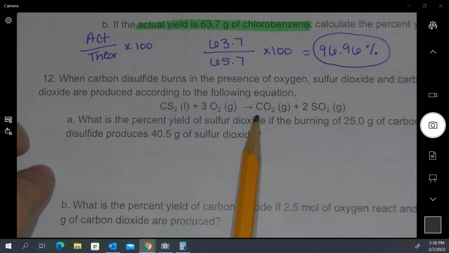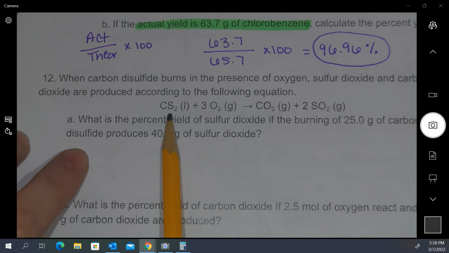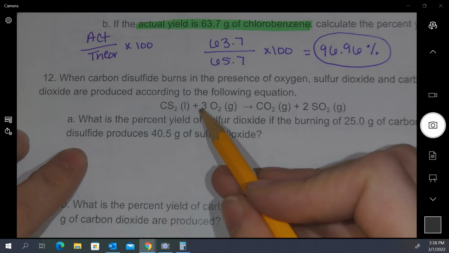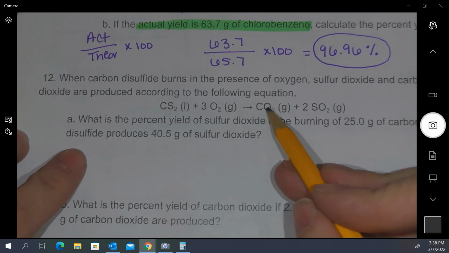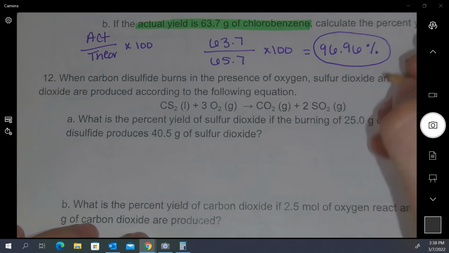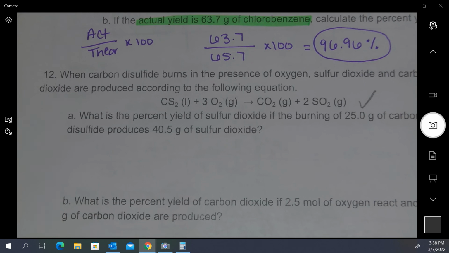Is that balanced? Okay. Sulfur, 2 on the left, 2 on the right. Is that balanced? Okay. Oxygen, 6 on the left, 2 plus 4, 6 on the right. Is it balanced? We good. We can move on. All right.